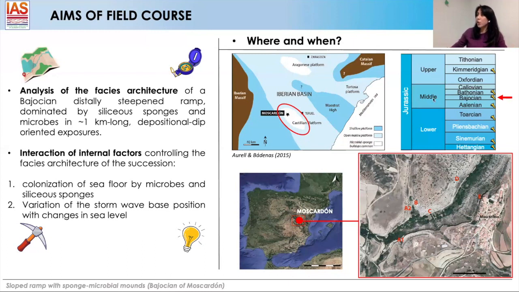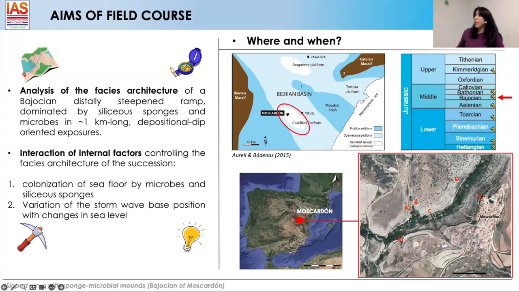We are in the Bajocian, so in the Middle Jurassic, in the central part of the Iberian Basin, that was characterized by two subsiding open platform areas. The Moscardone outcrop was located in a Castilla platform, here in this geographic map. And this is the outcrop located in this kind of ravine, and we have at least 6 stops.